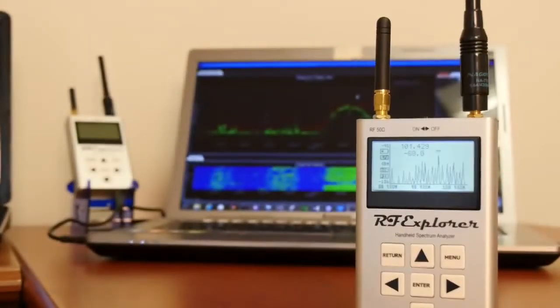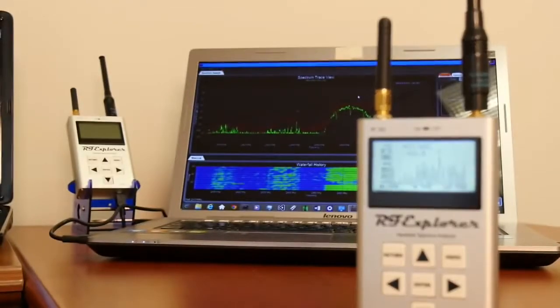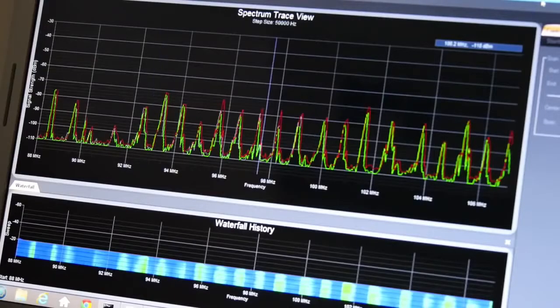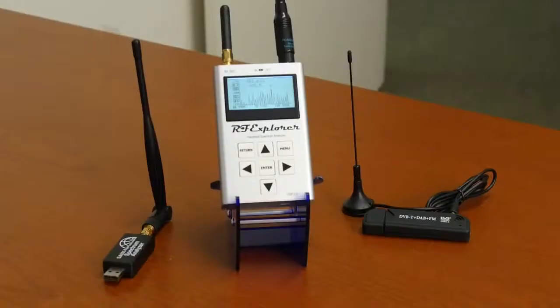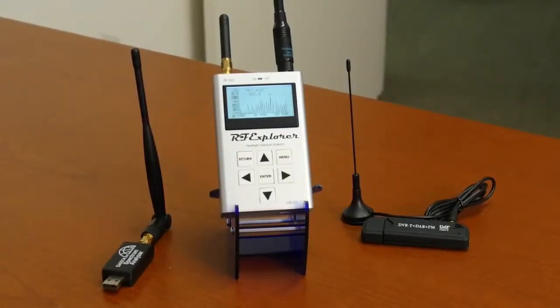Anyone who considers themselves technically inclined and who needs to troubleshoot RF problems or check for RF interference that may be degrading their wireless system, or configure a wireless system, should consider this device.